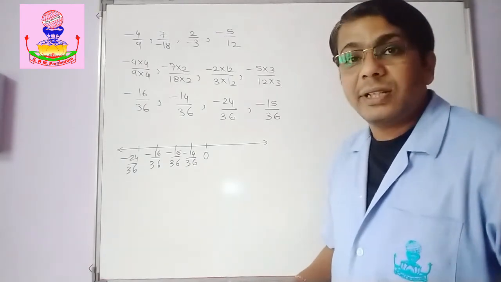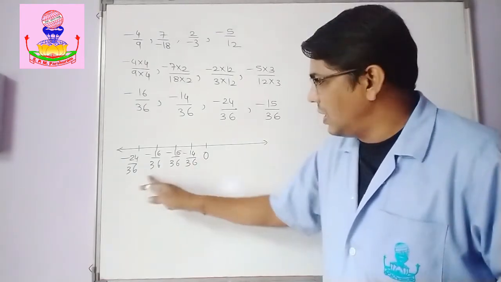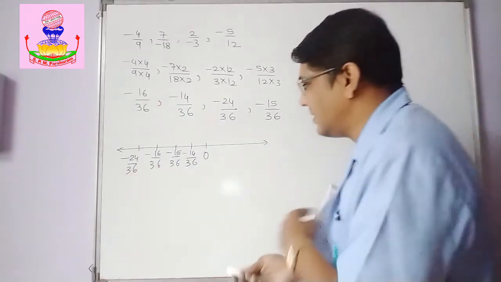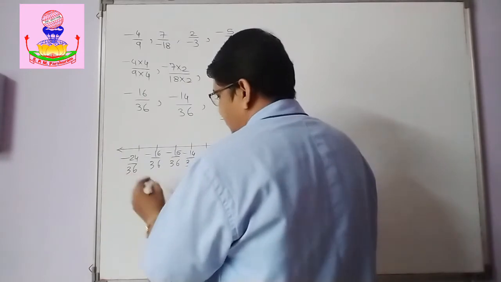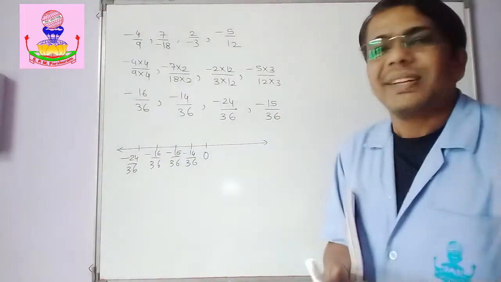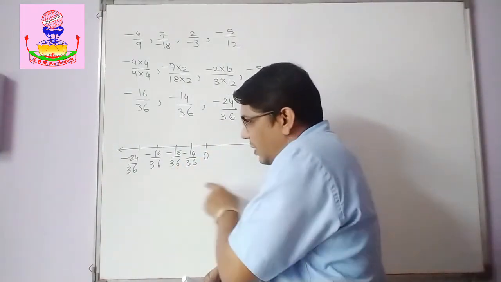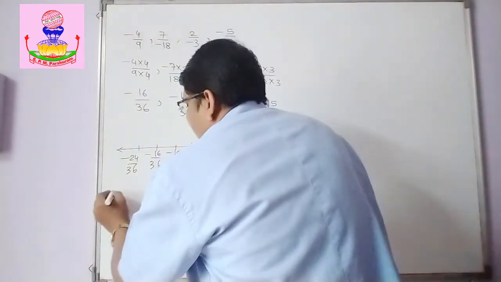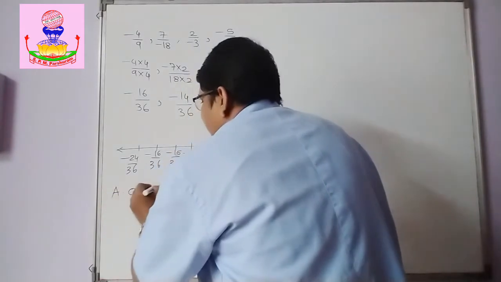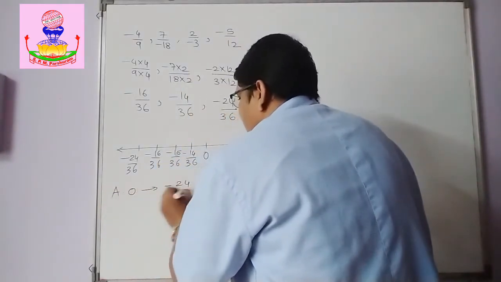Now you are supposed to arrange in the ascending order. So smallest to the greatest. This is ascending order in this way. Ascending order is in this way, smallest to greatest. Okay. So I will write the ascending order so that there is no confusion.